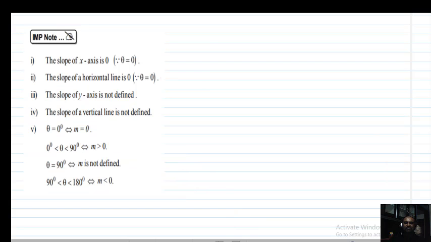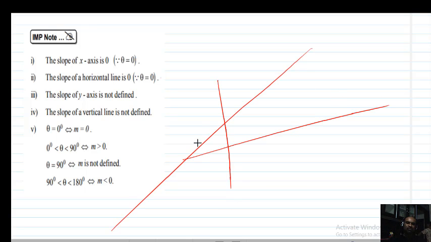Next, how to find the slope of a line, students? The line is given, we want to find its slope, you should know its inclination. If you know its inclination, then you can find its slope. Another method: if inclination is not given, but 2 points on the line are given, how to find its slope? 2 points are enough to find the slope of a straight line, because through 2 distinct points we can draw only one straight line.